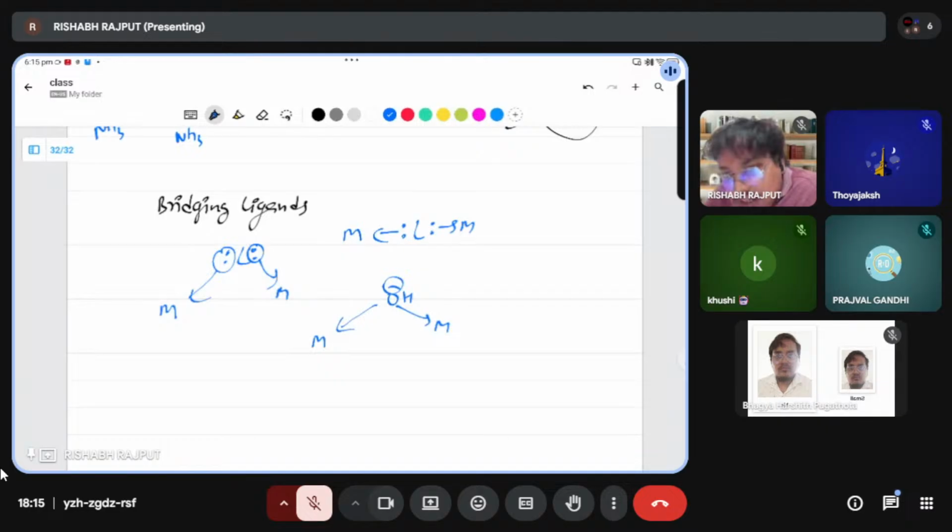And sometimes carbonyl can also share to form coordinate bonds with two different metals. Same ligand, but two different metals. That is a bridging ligand only. Okay, this is a definition. This is not used so much. Now I'm moving ahead.